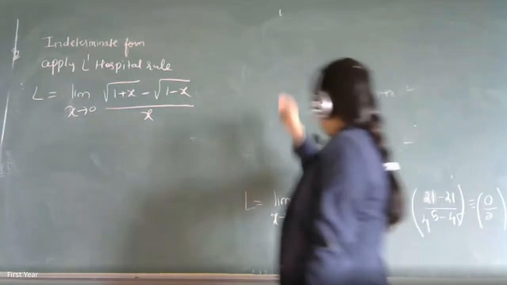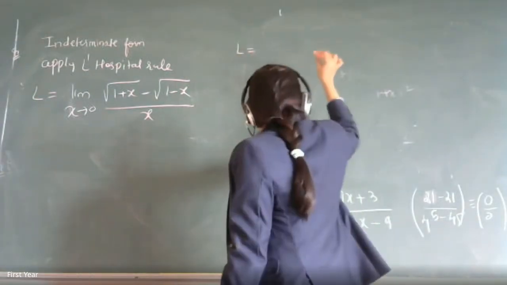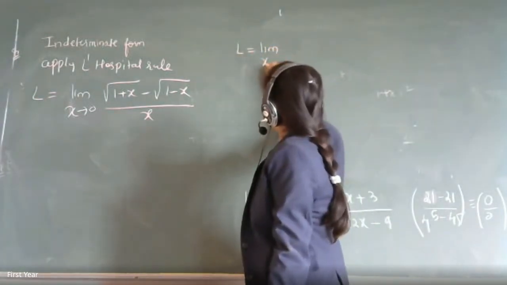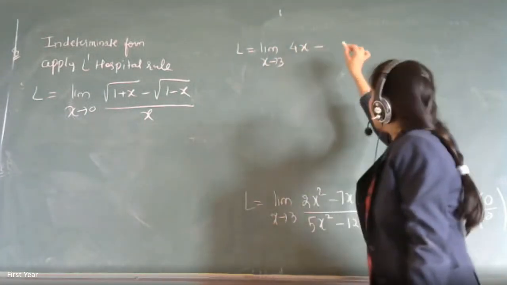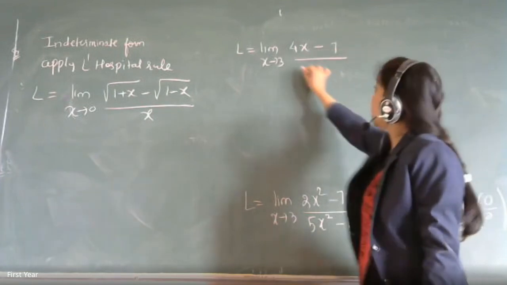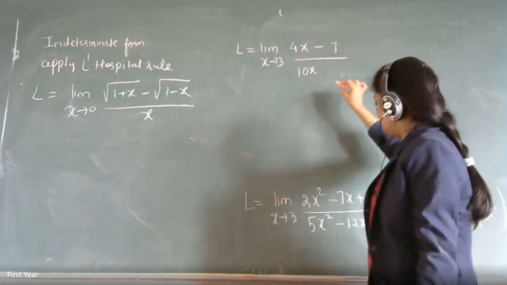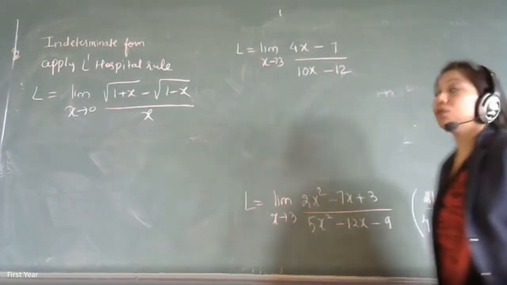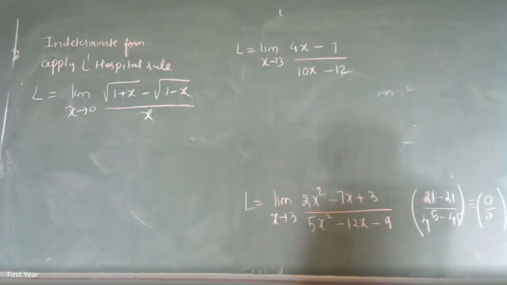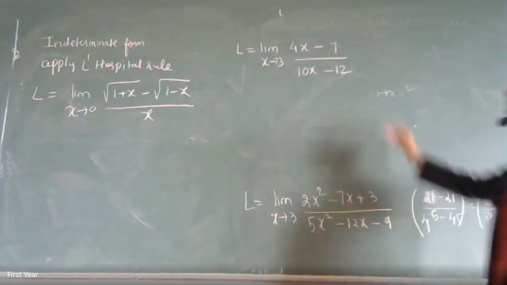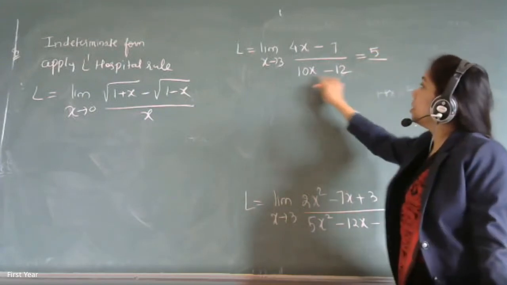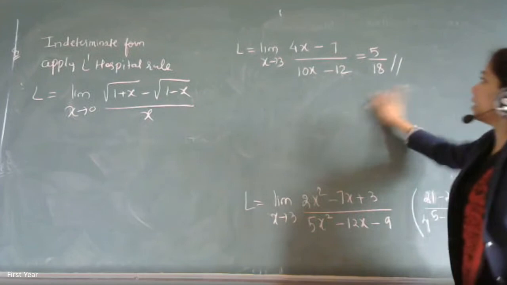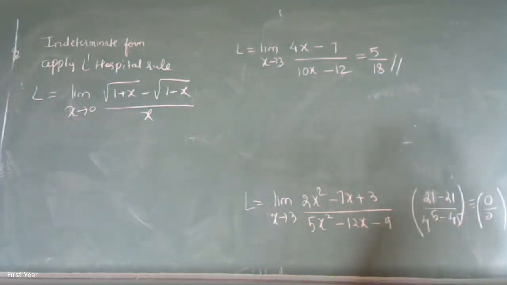The students who are trying, please see. The limit as x goes to 3, take the derivative: 4x minus 7 divided by 10x minus 12. Put x equal to 3. So this is definitely not becoming 0. With the first L'Hospital's rule only you are getting the answer. So 4 into 3 is 12 minus 7 is 5, and 30 minus 12 is 18. So the answer is 5 by 18. This question is there for 2 marks in the exam.